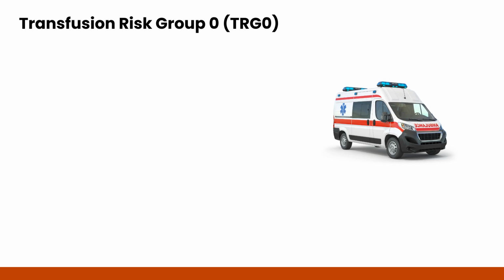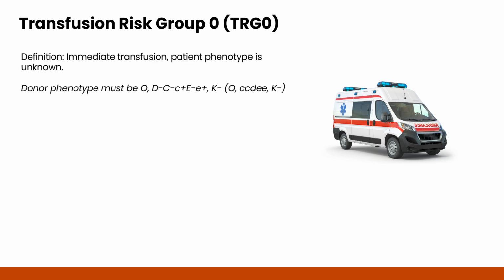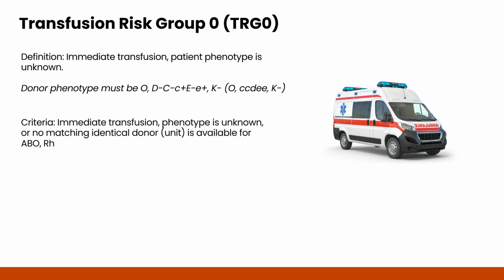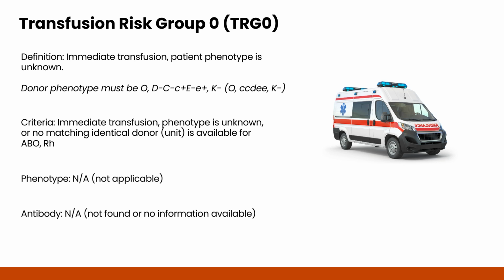The last group to review is Transfusion Risk Group 0. TRG0 is reserved for the situation when patient phenotype is unknown and immediate transfusion is required. Criteria: immediate transfusion, phenotype is unknown, or no matching identical donor unit is available for ABO and RH. Phenotype and antibody information is not available.